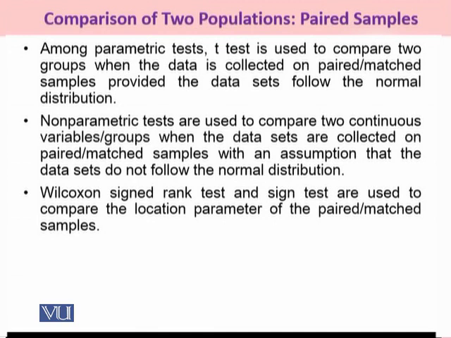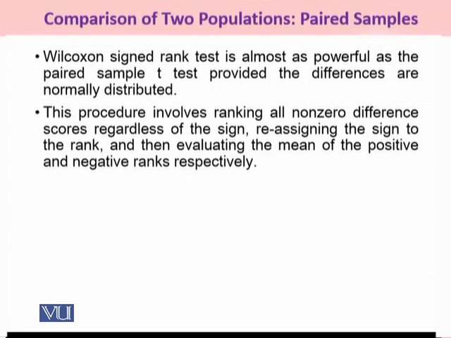Now, the Wilcoxon signed rank test and the sign test. Students, these are the two tests you can use under the non-parametric tests to compare two populations when you have paired data sets, for making the comparison between the two location parameters. Now, the Wilcoxon signed rank test is almost as powerful as the paired sample t-test, provided the differences are normally distributed.